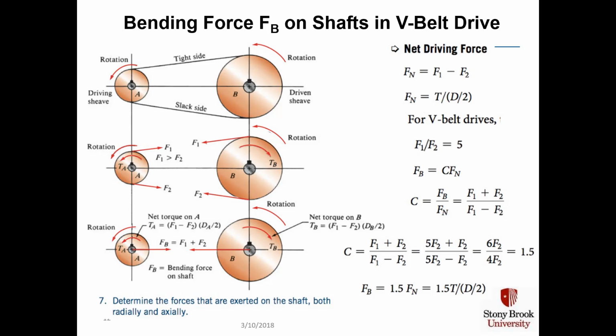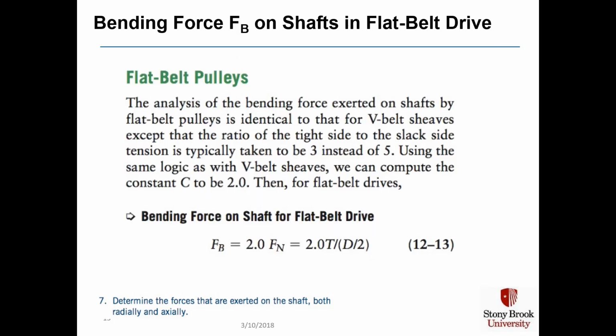And of course, because there's a large pulley and a small pulley, for the bending force in the shaft for the large pulley, you have to use in the equation the diameter of the large pulley. If you try to figure out the bending force for the small pulley, you use the diameter of the small pulley when you do your calculation. But the key one is the bending force is 1.5 times the normal force in a V-belt drive.